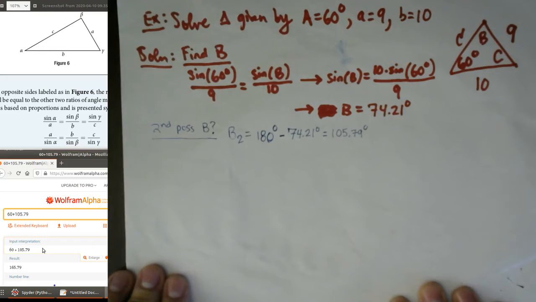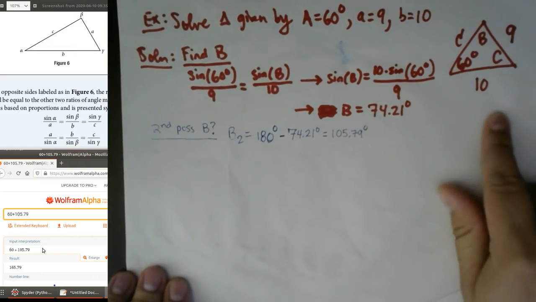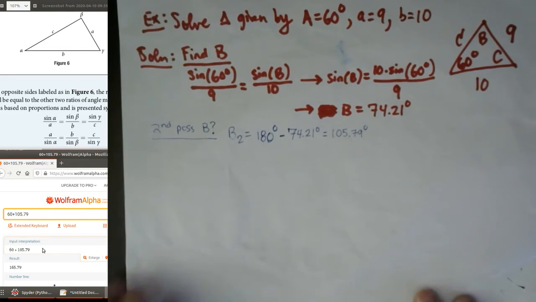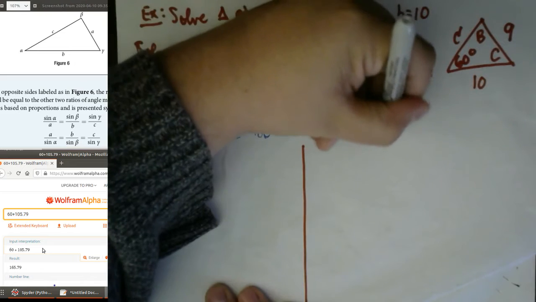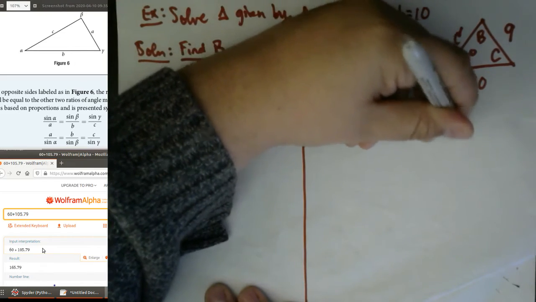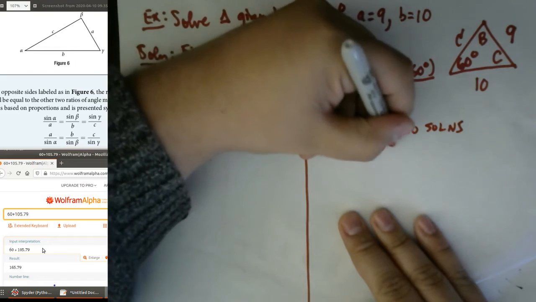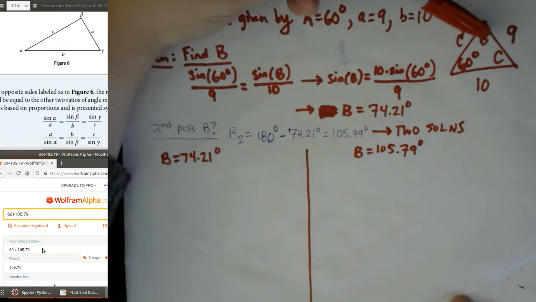So what happens is, essentially, this information does not uniquely determine a single triangle. There are in fact two different triangles that obey this given information, and we have to find both of them. So, usually I split this into two. We'll get two solutions. The first solution will come from taking B is 74.21 degrees. The second solution will come from taking B to be 105.79 degrees.